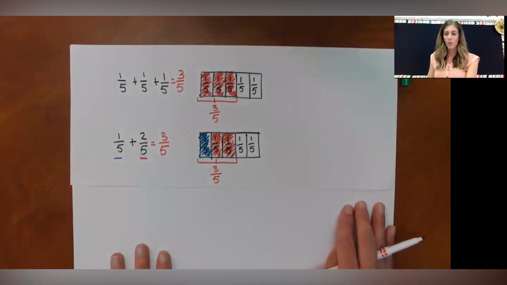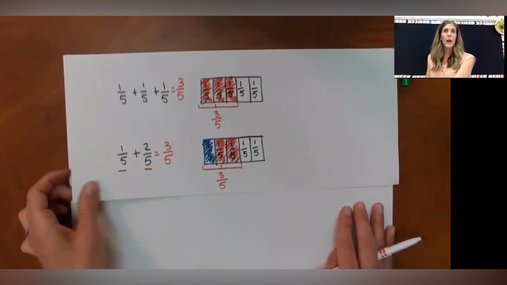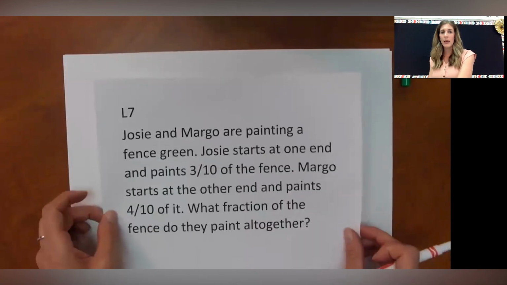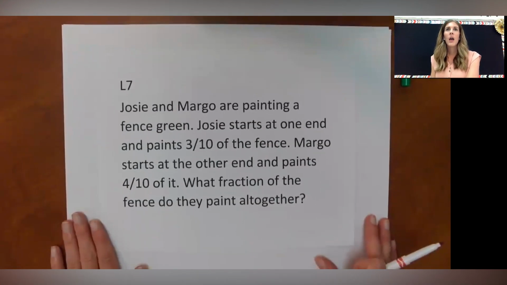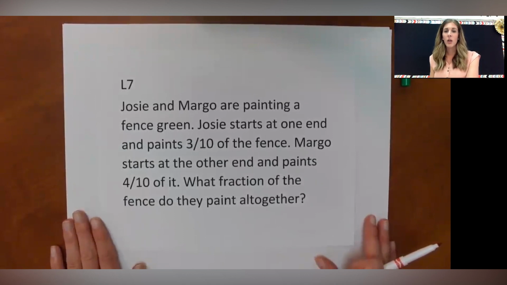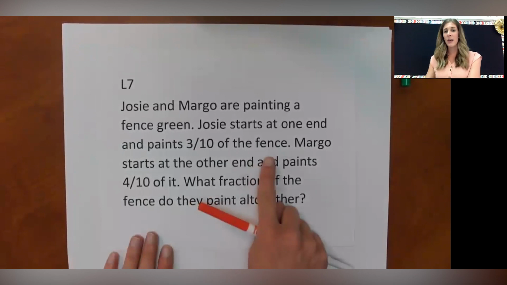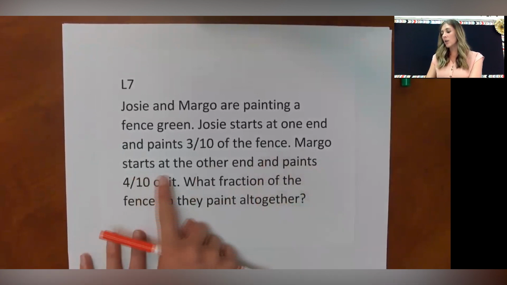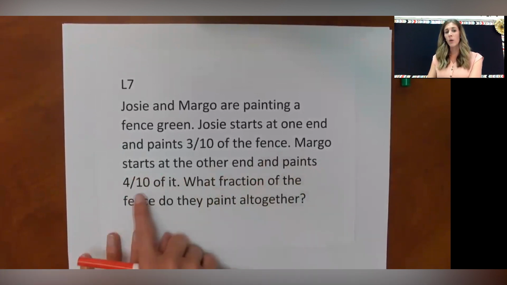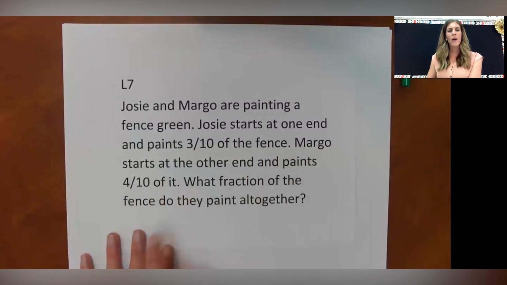Great job getting your brains warmed up, and we're ready to dive on in with a word problem right off the bat today. So I'm going to show it to you. Read it with me, please. Josie and Margot are painting a fence green. Josie starts at one end and paints 3/10 of the fence. Margot starts at the other end and paints 4/10 of it. What fraction of the fence do they paint all together?